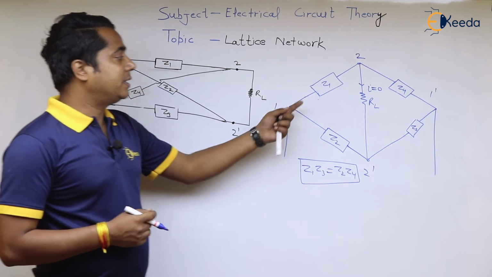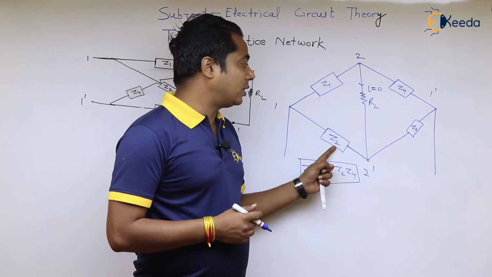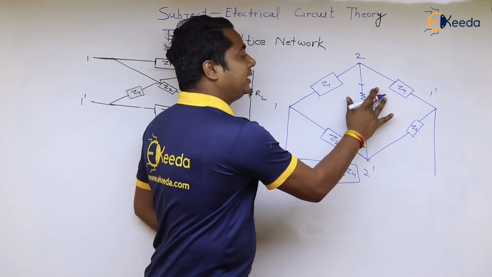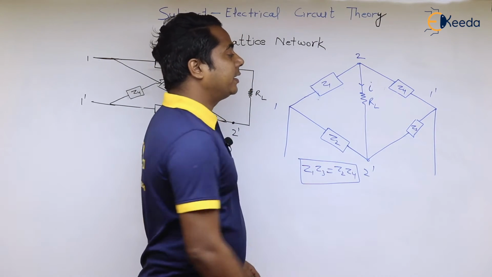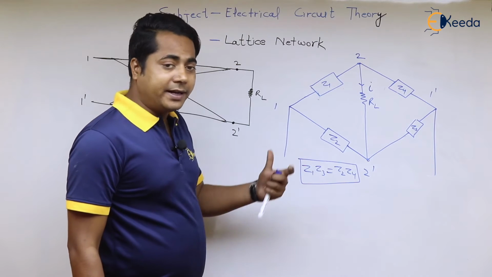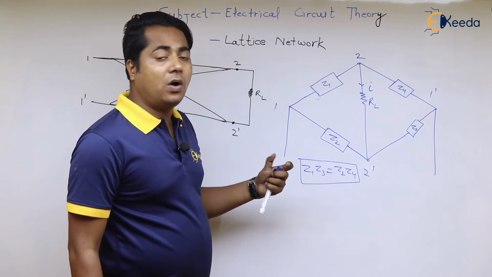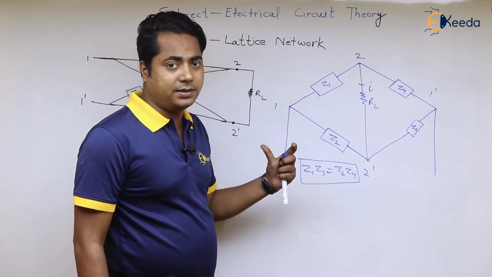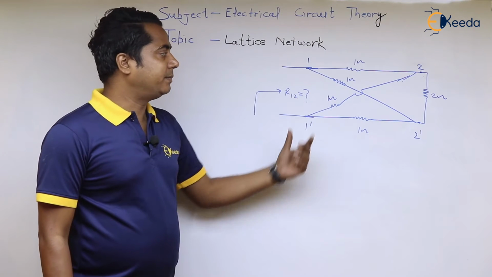And if Z1, Z3 is not equal to Z2, Z4, then we cannot say here I is equal to 0. There will be some current here. So we have to take the help of star to delta or delta to star conversion. We are going to see that in further questions. Here is the first example.